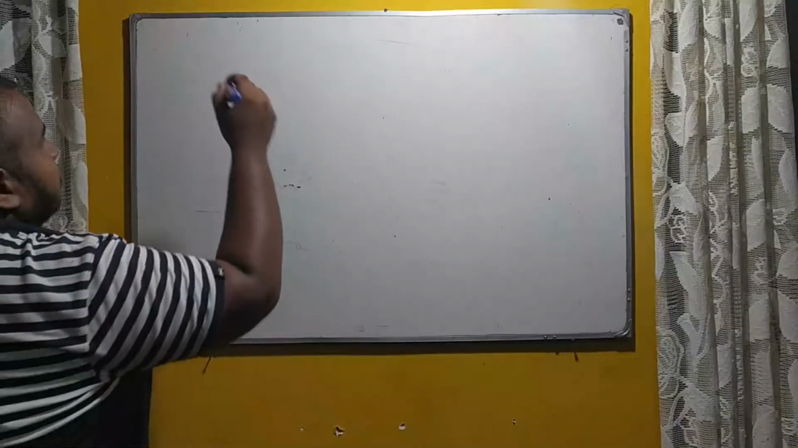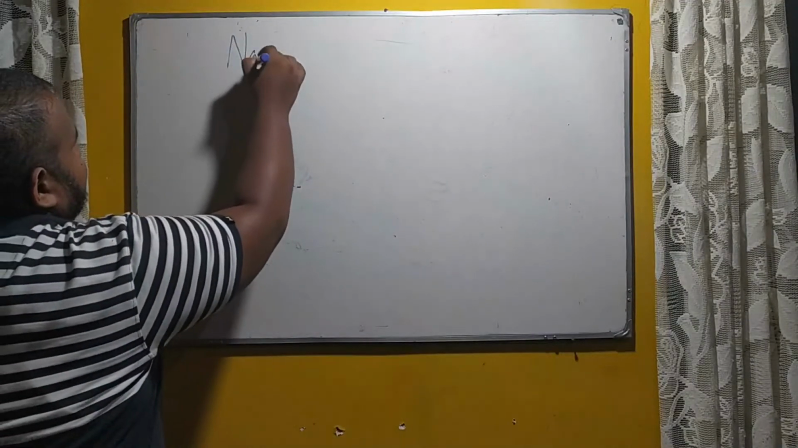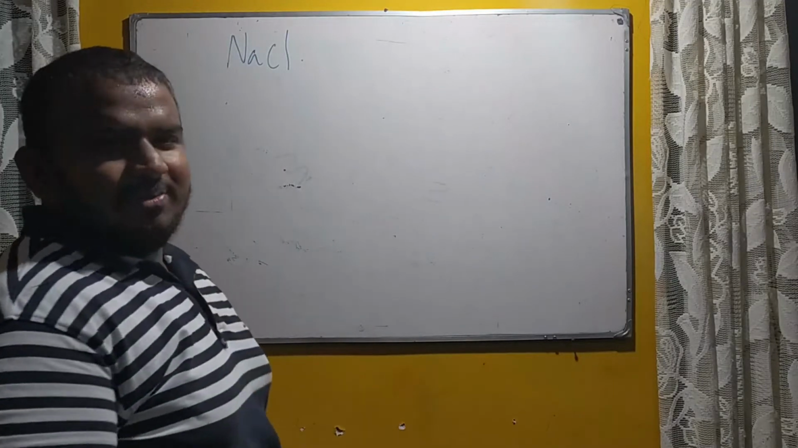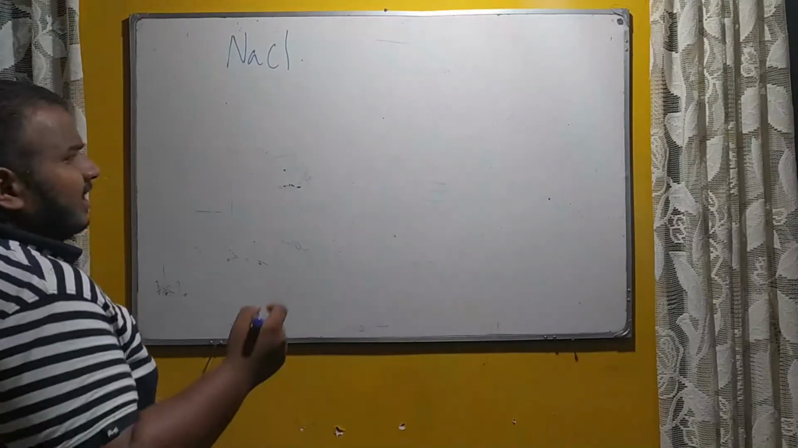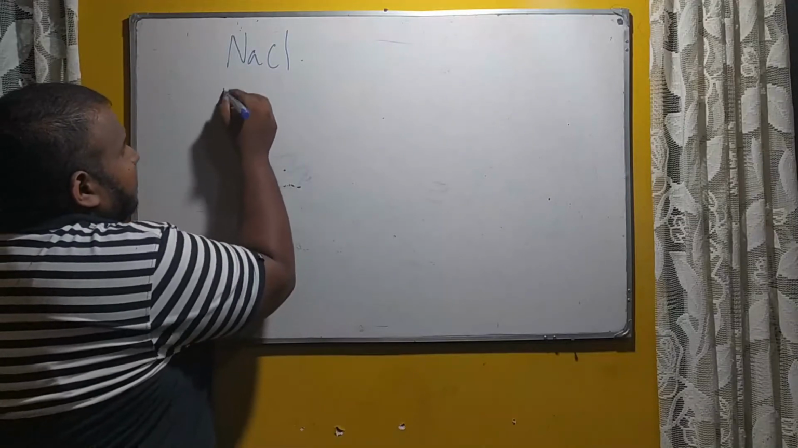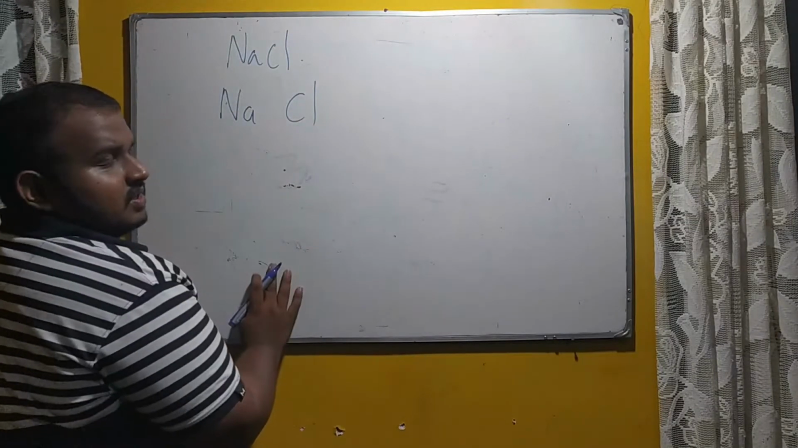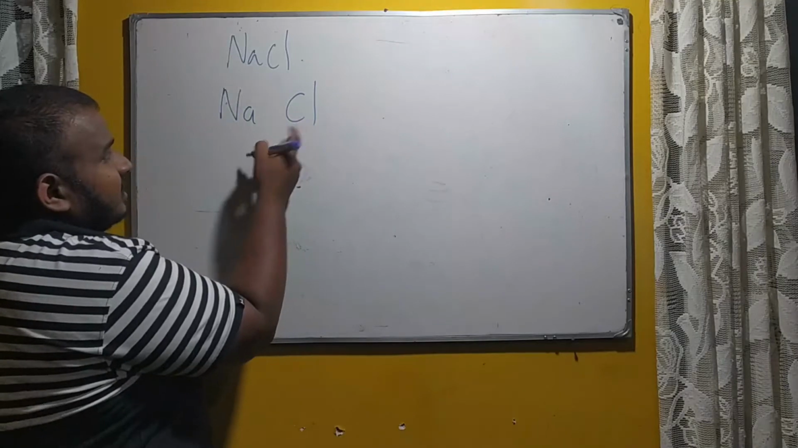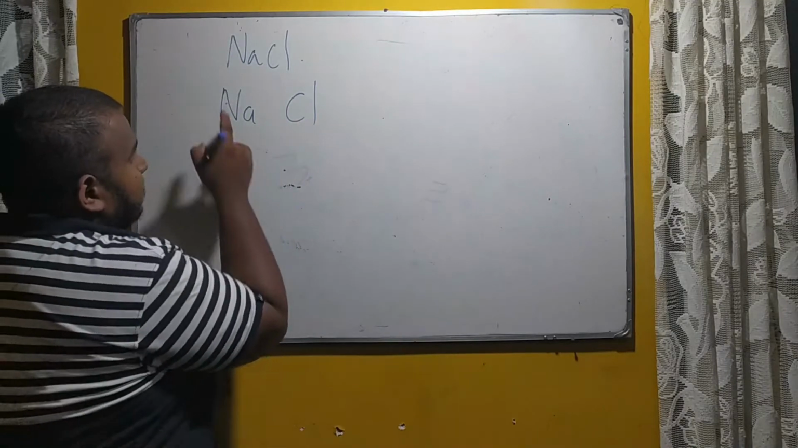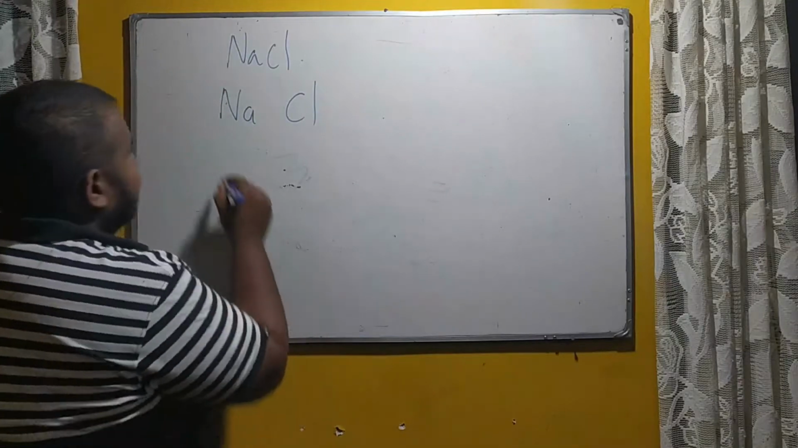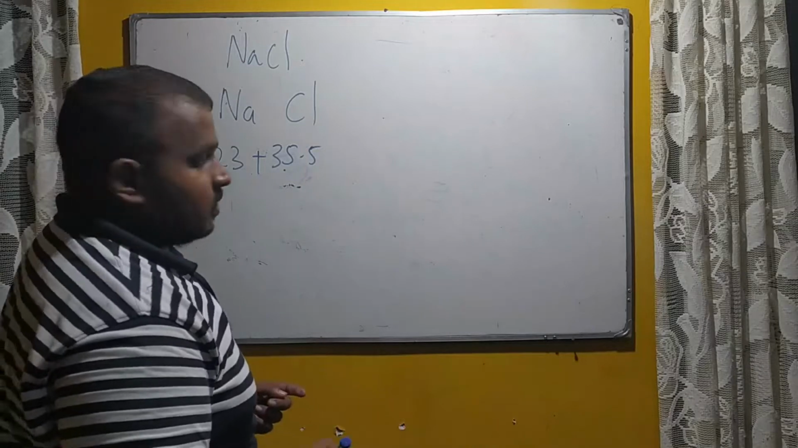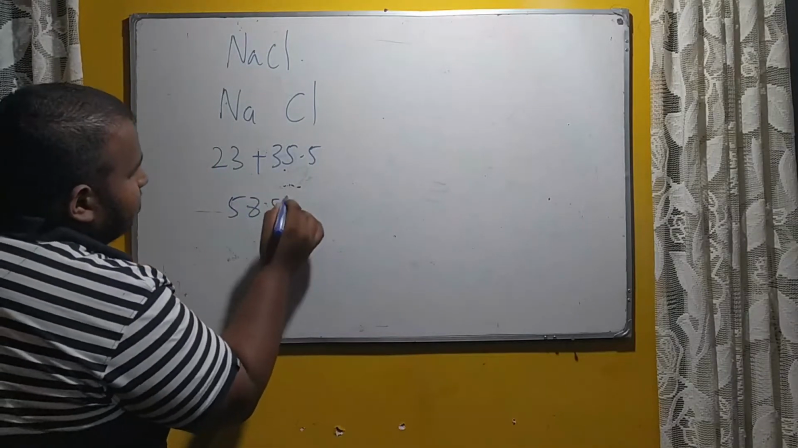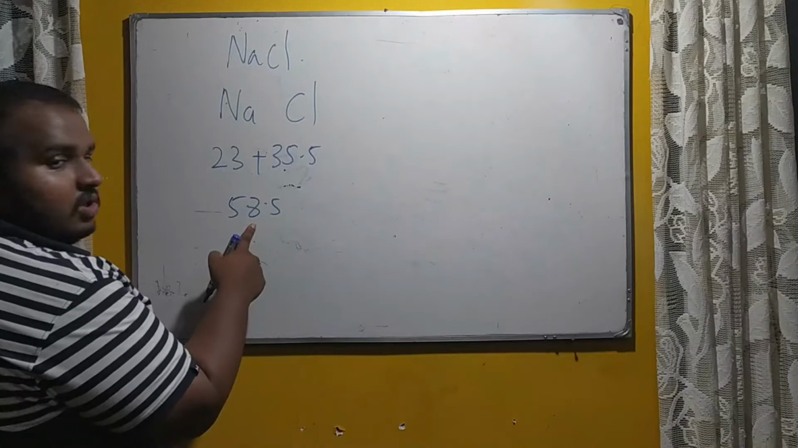Let's consider something else. Sodium chloride, what you see day by day, the salt we use, edible salt. Now, what elements are present? It consists of sodium and chlorine, so one sodium and one chlorine. If you consider the relative molecular mass of sodium chloride, sodium is 23, chlorine is 35.5. So here it will be 58.5. This is the relative molecular mass.